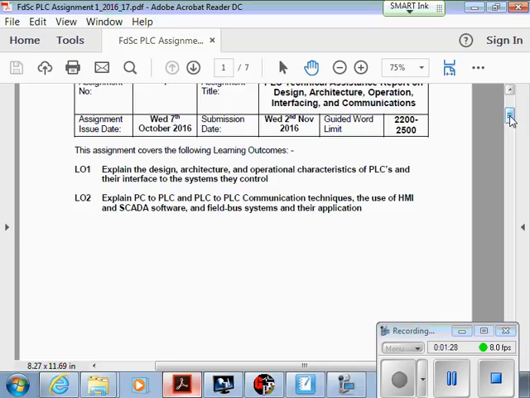This is worth 40% of the overall mark for the module. The other assignment is worth 60%, so it's weighted towards the second assignment.